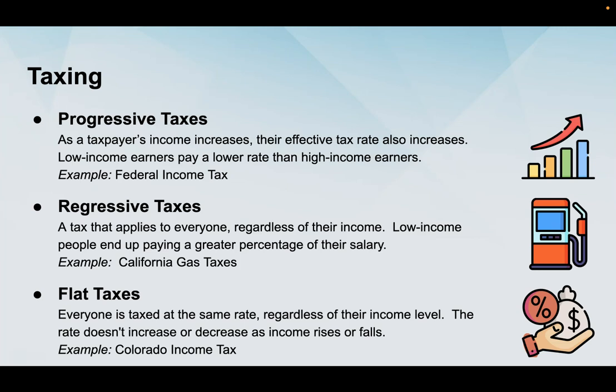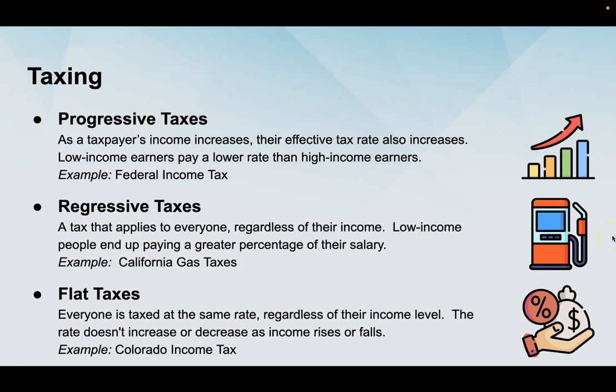So that regressive tax is typically a tax that applies to everybody, and lower income people end up paying a greater percentage of their salary. We can also look at things like taxes on tobacco or alcohol as being another example of this. Now, finally, we're going to look at flat taxes. We looked at progressive, we looked at regressive. There are some states that, when they have their income tax, everybody is paying the exact same percentage. Colorado is a great example of this.